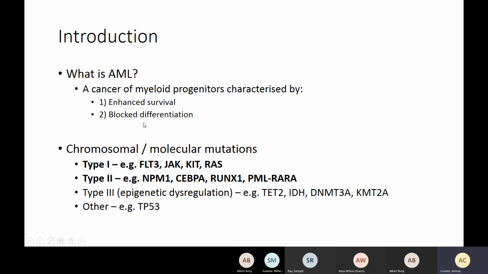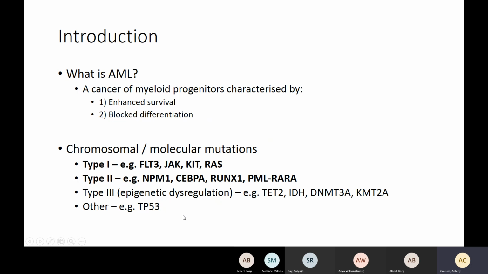You may also get mutations which block differentiation and keep the blast cells as blast cells, and block them from other mechanisms by which they might be controlled and die and stop proliferating. Those might be things like NPM1 mutations, CEBPA, RUNX1, and PML-RARA. Now, I'm not particularly expecting anyone to know what these genes do, but it's worth bearing in mind that mutations in these kinds of genes cause AML by these mechanisms, causing enhanced survival and block differentiation.